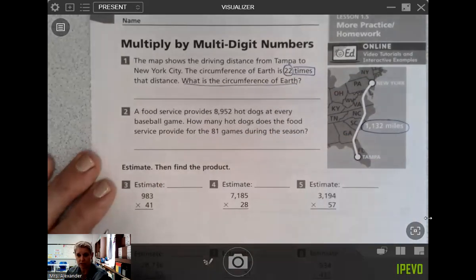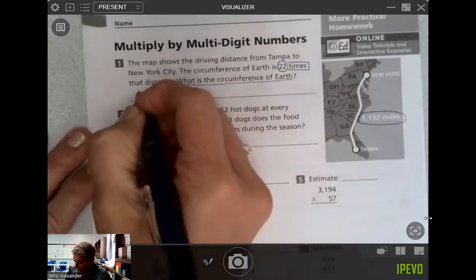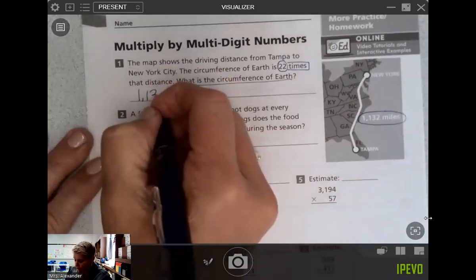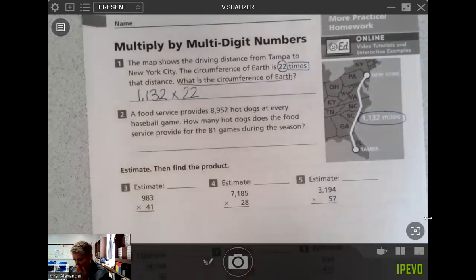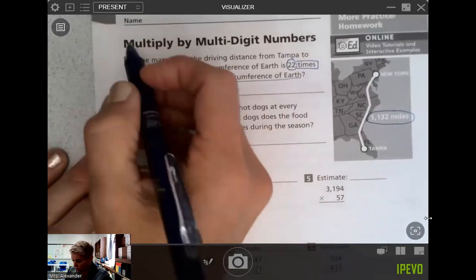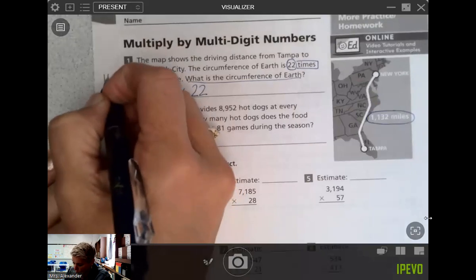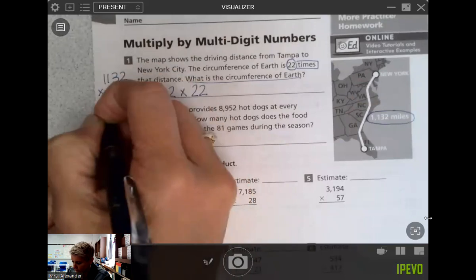So what we would need to do, this word tells us exactly what to do. We're going to multiply 1,132 times 22. Now, there's not a lot of room here to work. I think I'm going to maybe go over here to the side and work a little bit smaller. 1,132 times 22. I think that'll work.